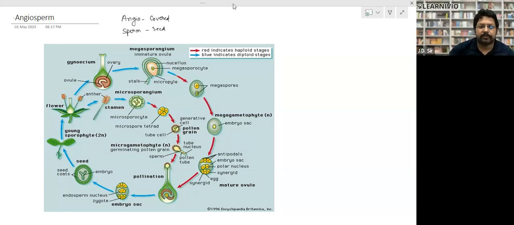They are the most advanced. So nowadays, all flowering plants are angiosperms. Examples like mango, banana, neem, whatever plant you see, that is all angiosperm. So this is the life cycle of angiosperm.